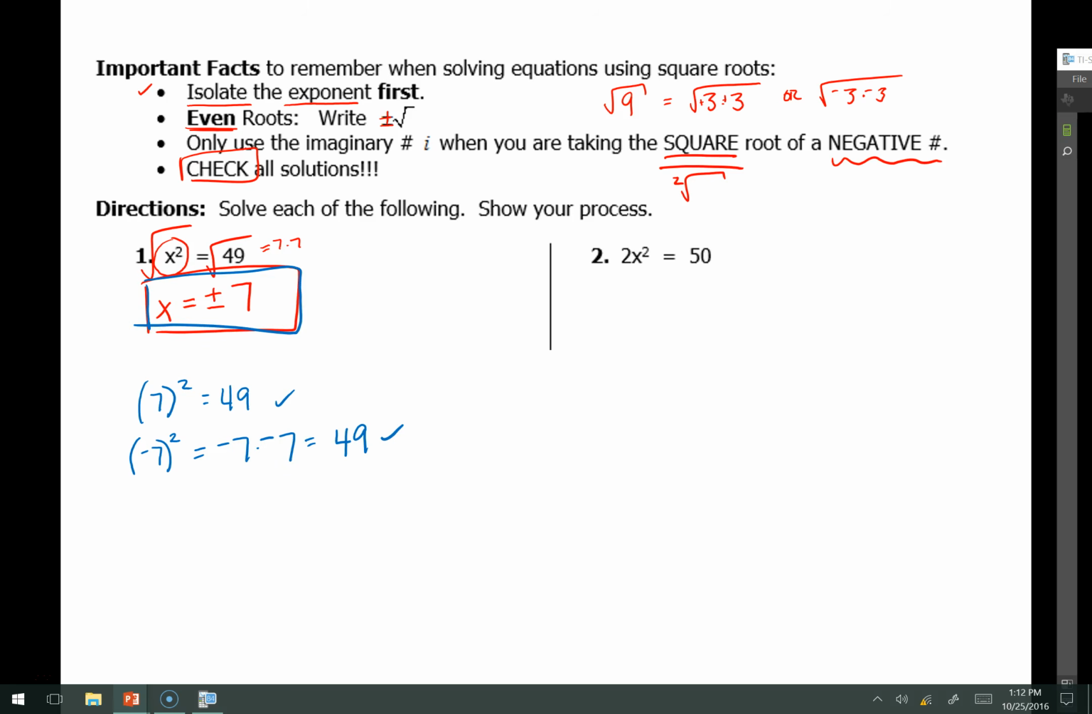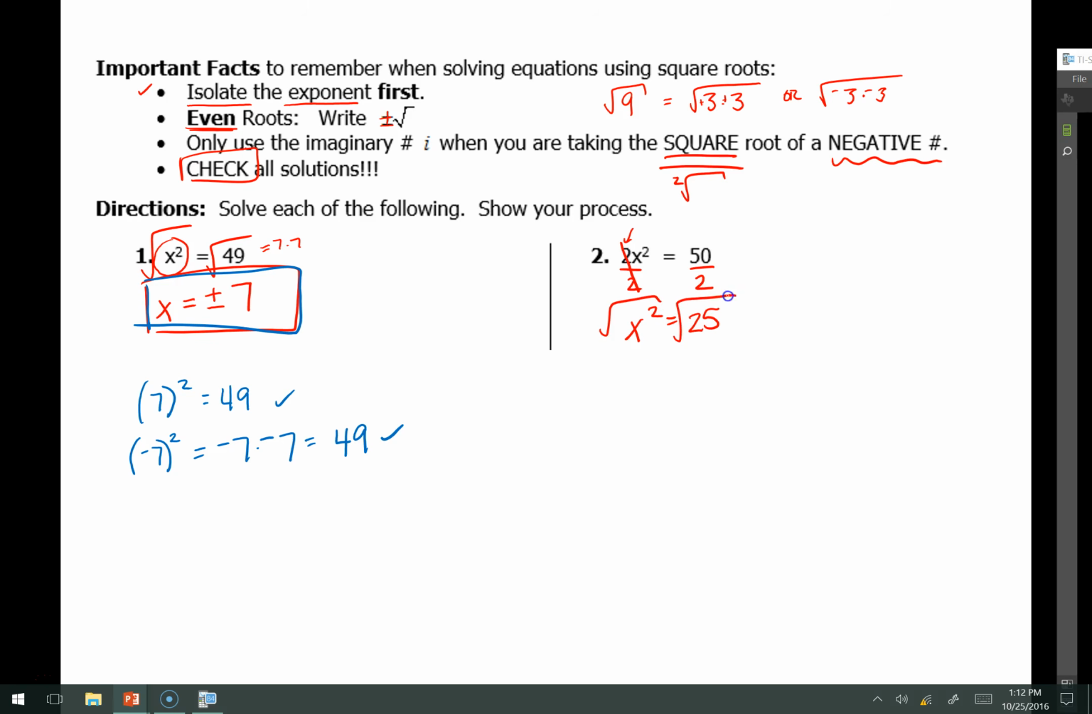Let's look at the second one now. For this one, you have 2 times x squared is equal to 50. For this one, we first need to isolate. This 2 that's on the outside of the square needs to be removed first. So I'm going to divide by 2 on both sides. Those 2's divide out and leave me with my isolated x squared. 50 divided by 2 is 25, and now I can use my square root to simplify.